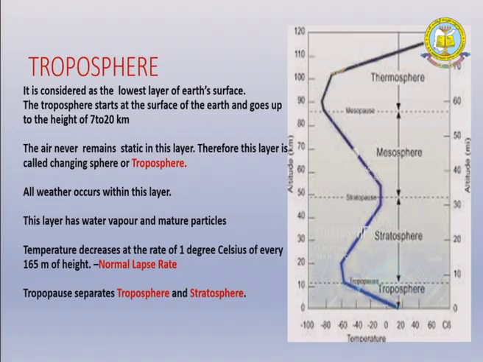The temperature decreases in this layer, which we have already discussed. At what rate does it decrease? It decreases at a rate of 1 degree Celsius for every 165 meters in altitude or height. This phenomenon is called the normal lapse rate. This is one of the important questions which we need to make a note of. The tropopause separates the troposphere from the stratosphere. Now, going ahead to the next layer.